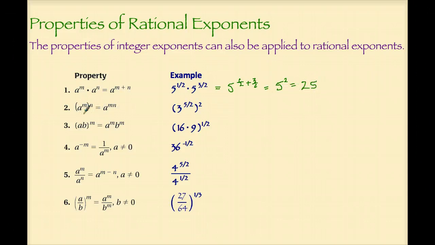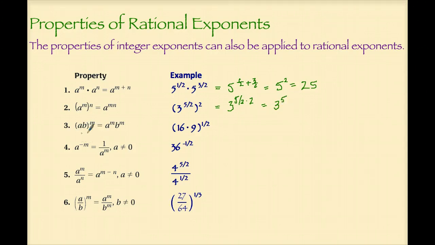This rule says that if you have an expression raised to a power and then another power, you multiply those exponents. The same thing occurs when the exponents are fractions. So we can rewrite this as 3 to the 5/2 times 2. Of course, 5/2 times 2 is 5, so this simplifies to 3 to the 5th power. Not sure what that is, so we'll leave it like that.